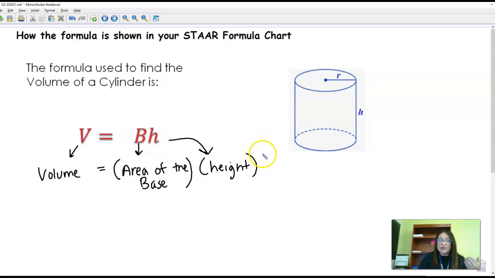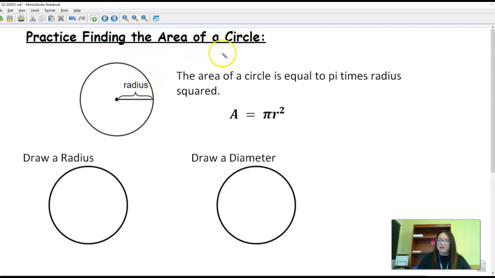Now, do they give us the area of the base in the picture? No, they usually only give us the radius and the height. So it's going to be up to us to find the area of the base. Because the base is a circle for a cylinder, I want to practice finding the area of a circle. Just remember that the radius is the distance from the center touching the circle. If I want to draw a radius right here, I could draw it like that. That is a radius, and I could say that's 2 centimeters.